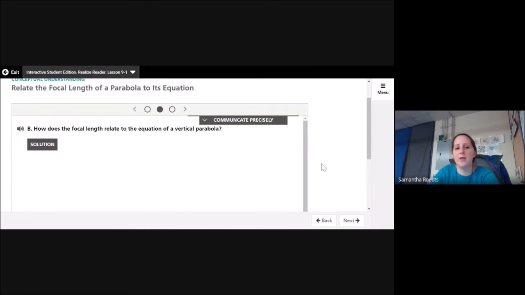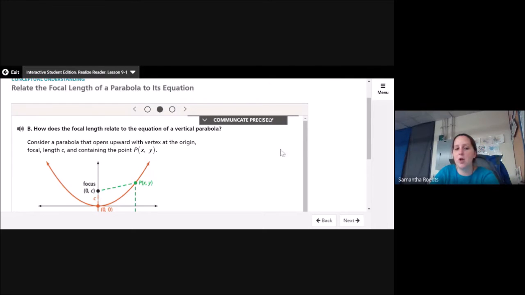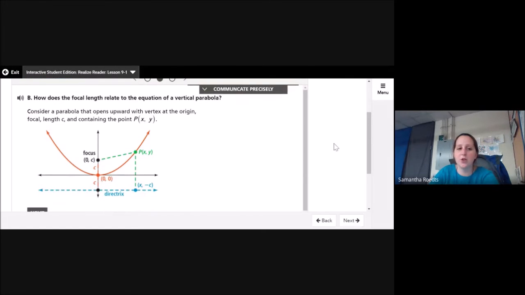How does the focal length relate to the equation of a vertical parabola? Consider a parabola that opens upward with vertex at the origin, focal length c, and containing the point P(x, y). Here's my vertex at the origin. Here's c, the length between my directrix and my vertex, and my focus. Here's point P, and that point also corresponds to my directrix.